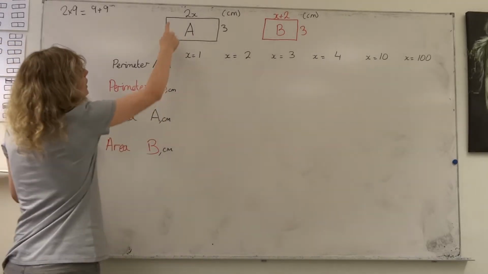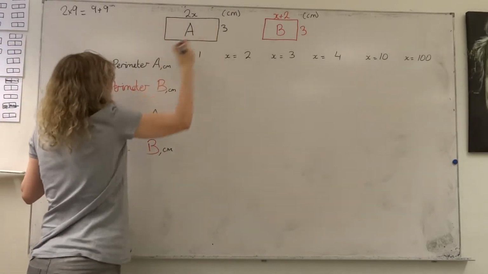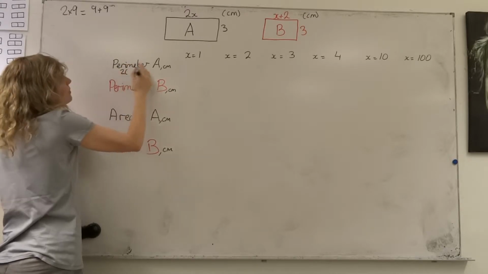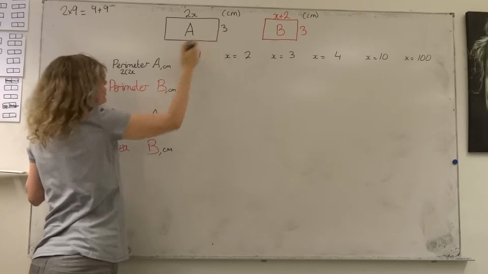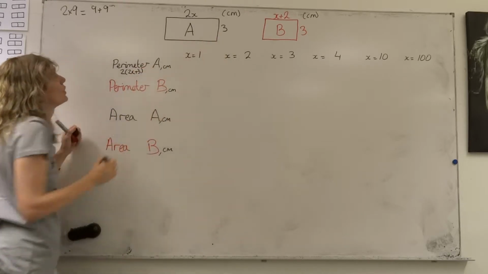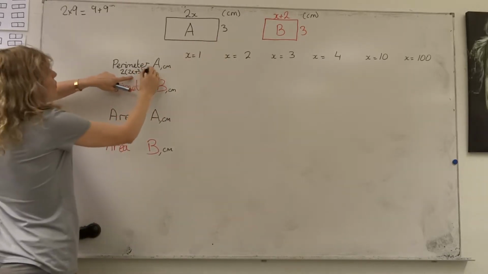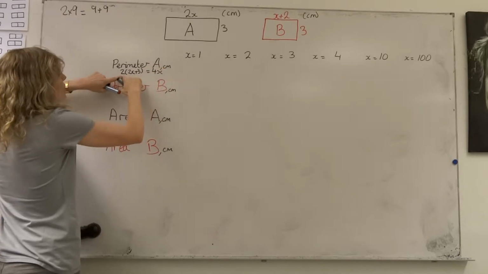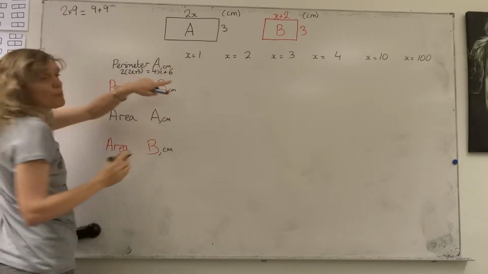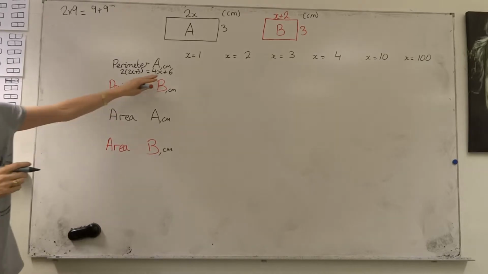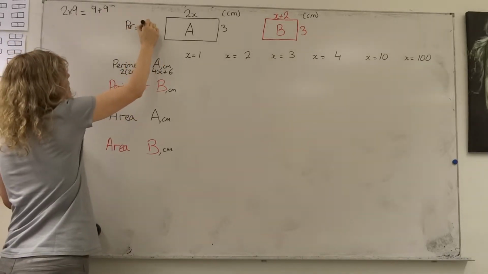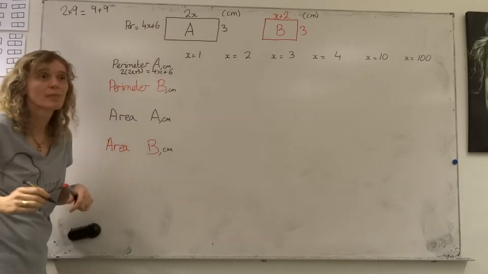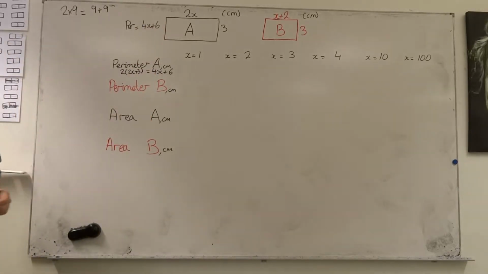for perimeter. And we know that the perimeter of this rectangle is going to be 2 times the length, which is 2x, plus the breadth, which is 3. 2 times 2x is 4x. 2 times 3 is 6. So the perimeter of this whole rectangle is going to be 4x plus 6. So now let's put in a value and see what happens.